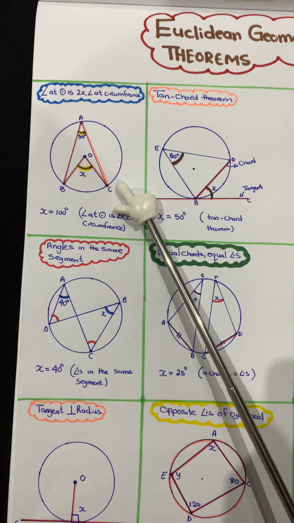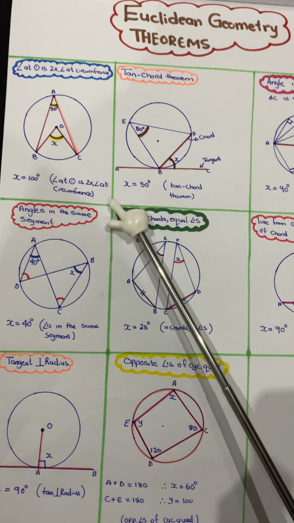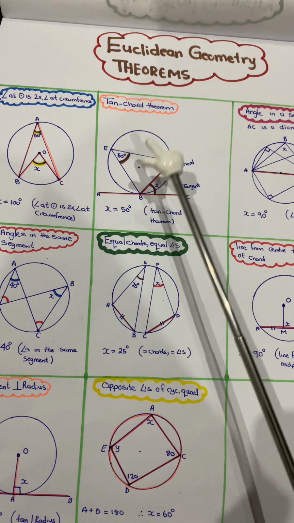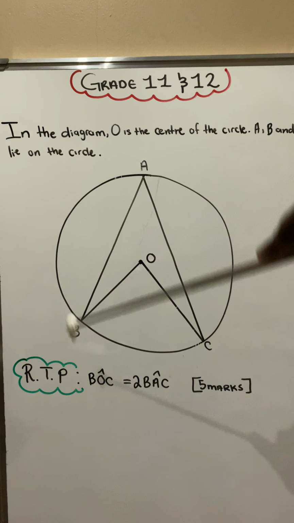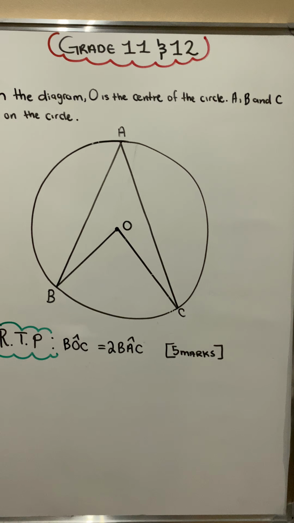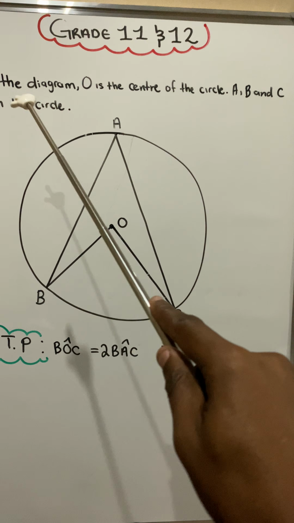So as we know in analytical geometry, knowing these theorems is not important as you would have to prove some of them. And this one is what we're going to cover in today's video. So this is what we have here. Basically this is how they're going to give it to you, and then they're going to say in a diagram, and so on.